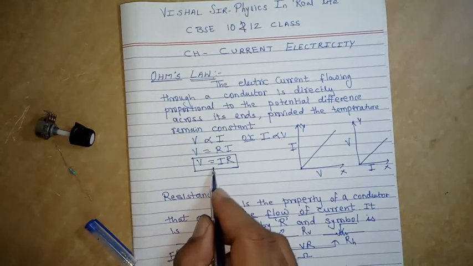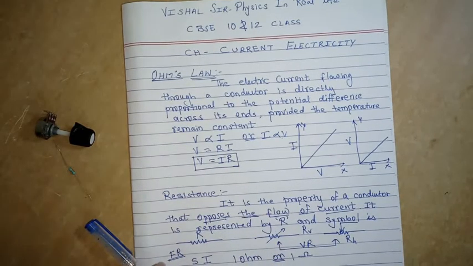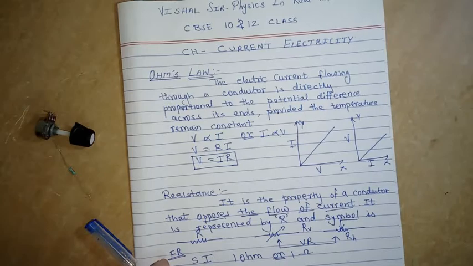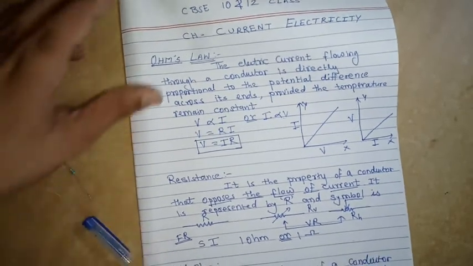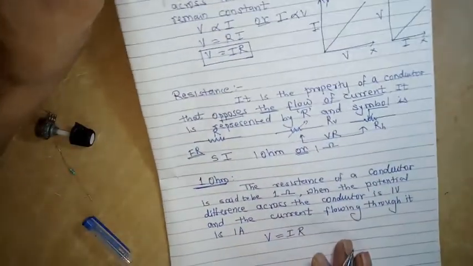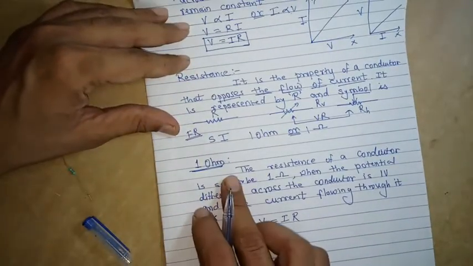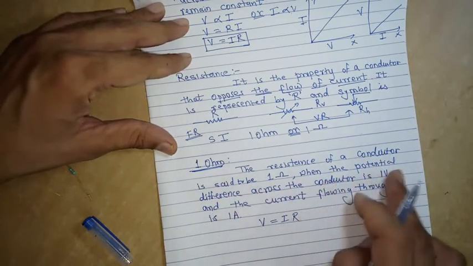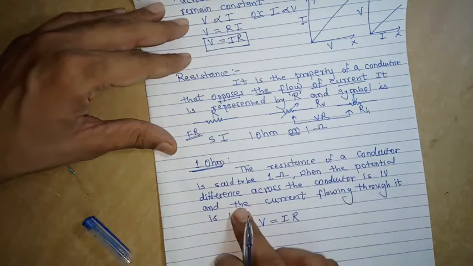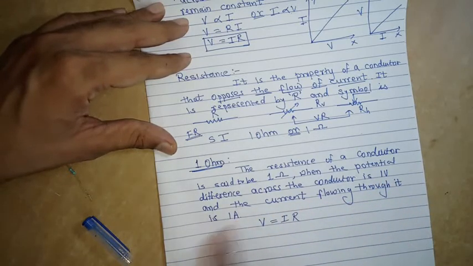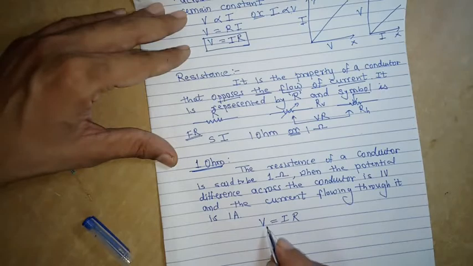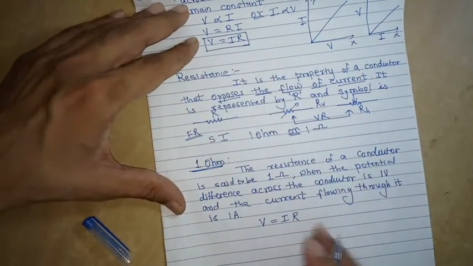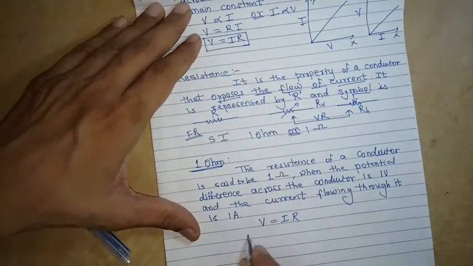Now you know the formula V equals IR. From this we get the value of R. How can we find out the value of capital R? You know 1 ohm resistance: the resistance of a conductor is said to be 1 ohm when the potential difference across the conductor is 1 volt and the current flowing through it is 1 ampere. Now we define that using Ohm's law again. V is equal to IR. From that you get R equals V by I.